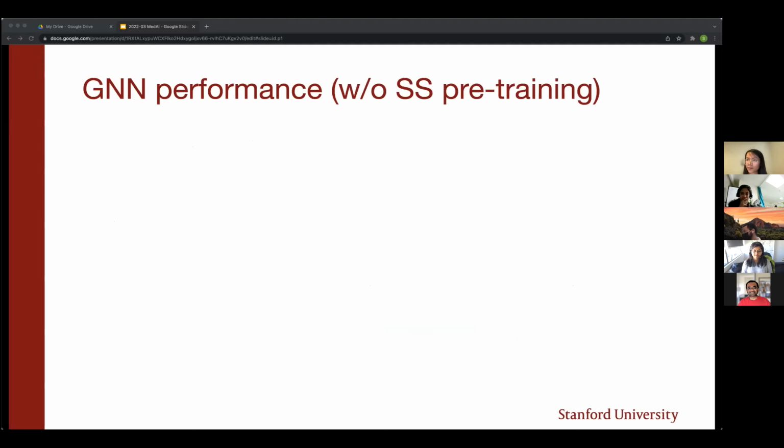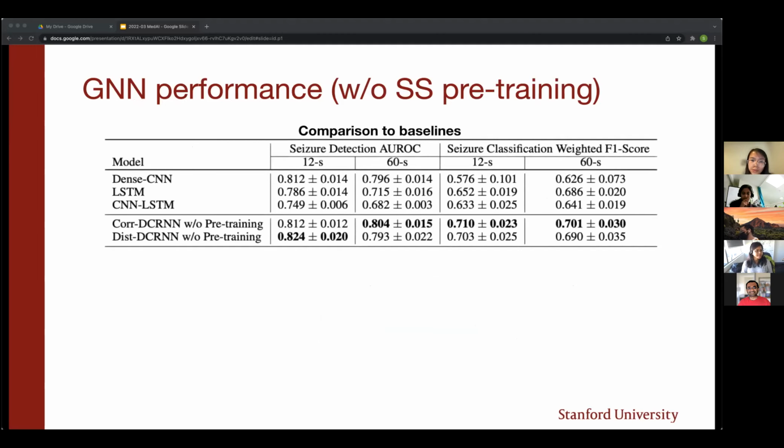Now let me show you some results. This table shows the DCRNN performance, or our graph model performance, without self-supervised pre-training, compared to 3 baselines. The dense CNN and CNN-LSTM are from prior studies, and LSTM has also been widely used in prior studies. We can see that DCRNN outperforms the other baselines on both seizure detection and classification.